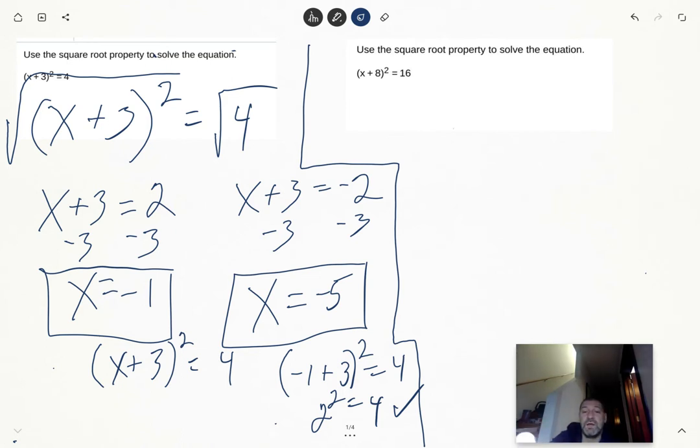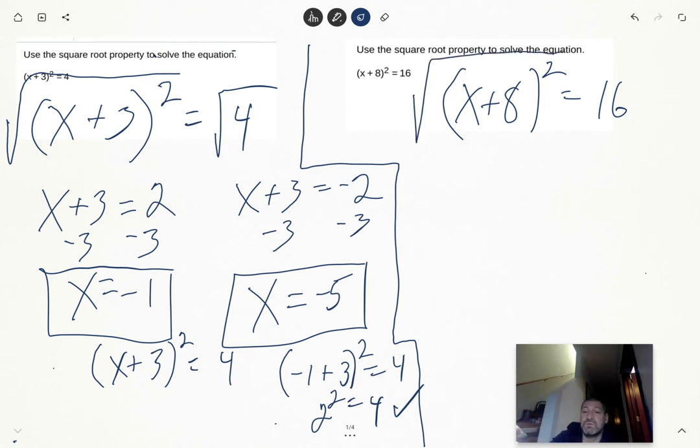Okay. So x plus 8 squared equals 16. So we want to get rid of the exponent. What's the opposite of squaring it? Taking the square root. Okay, so if we take the square root of the left, we take the square root of the right. That would give us x plus 8 equals 4. Okay, and then also the square root of 16 is negative 4. So I'd have a separate equation, x plus 8 equals negative 4 as well.